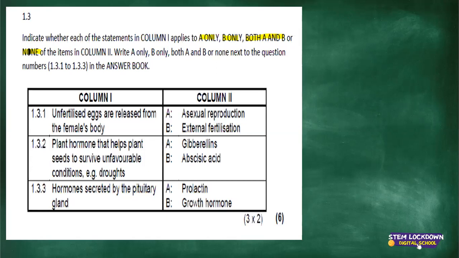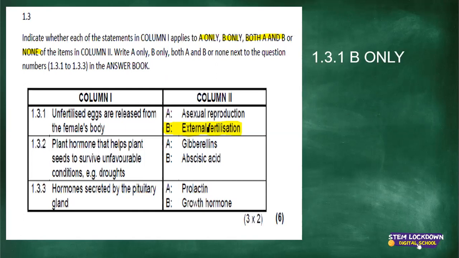1.3.1, unfertilized eggs are released from the female's body. This happens through asexual reproduction or external fertilization. And the answer is B only. That only happens during external fertilization. During asexual reproduction, it's usually the process of binary fission whereby the cell would itself divide with no external fertilization required. It would just be the one parent cell, right?